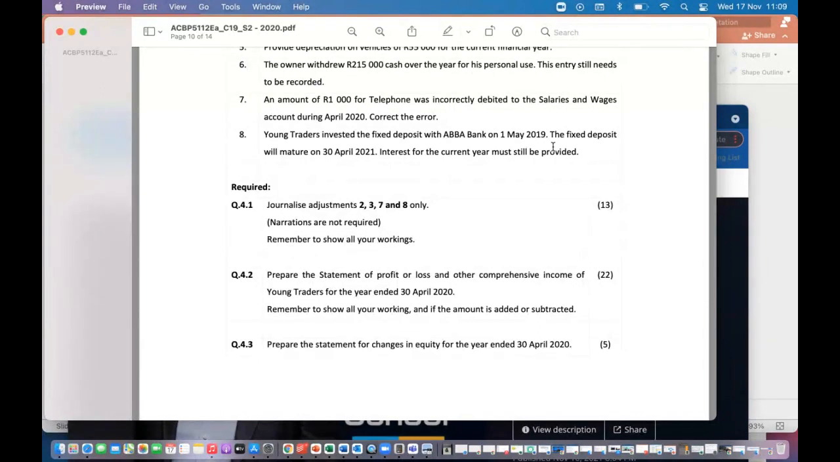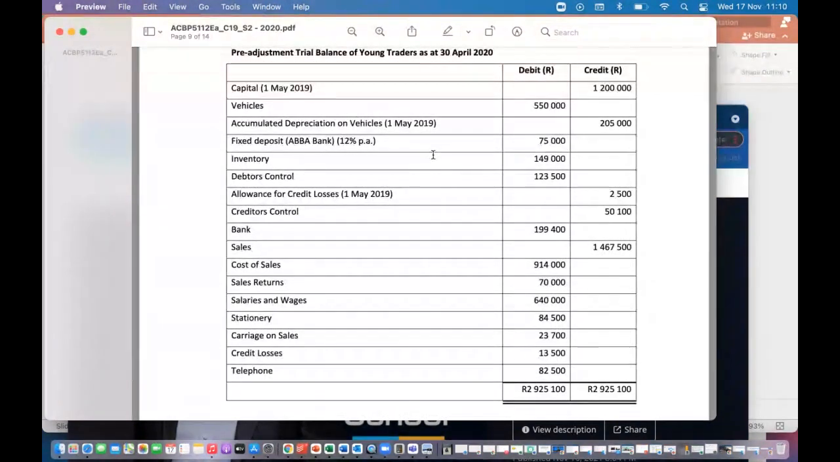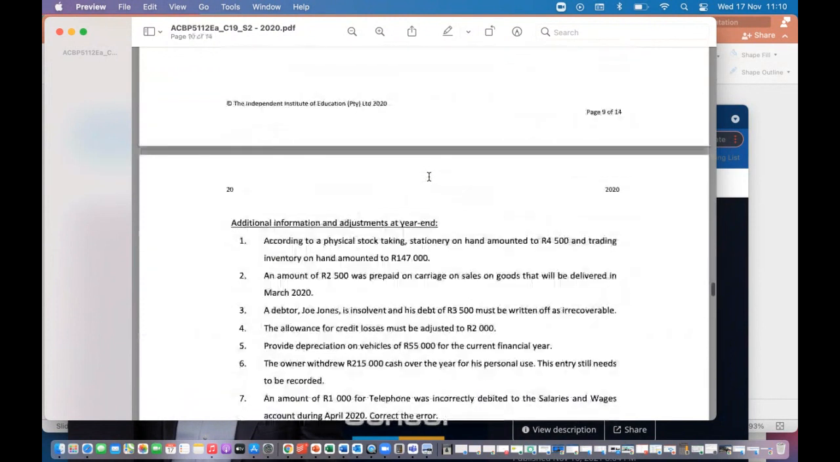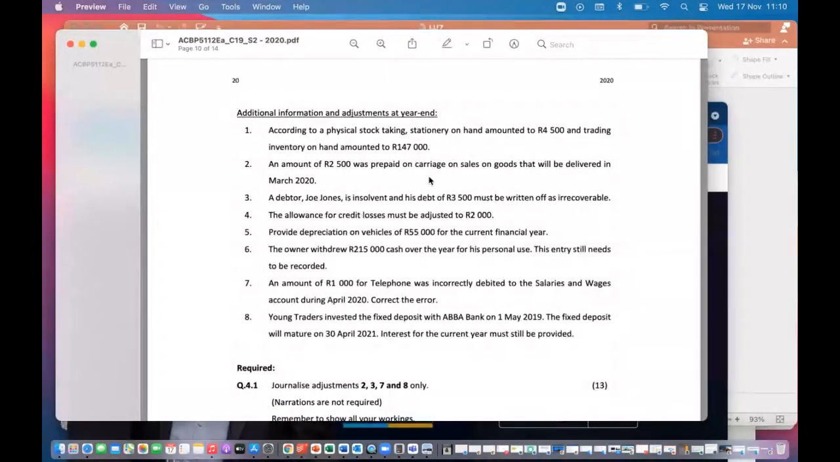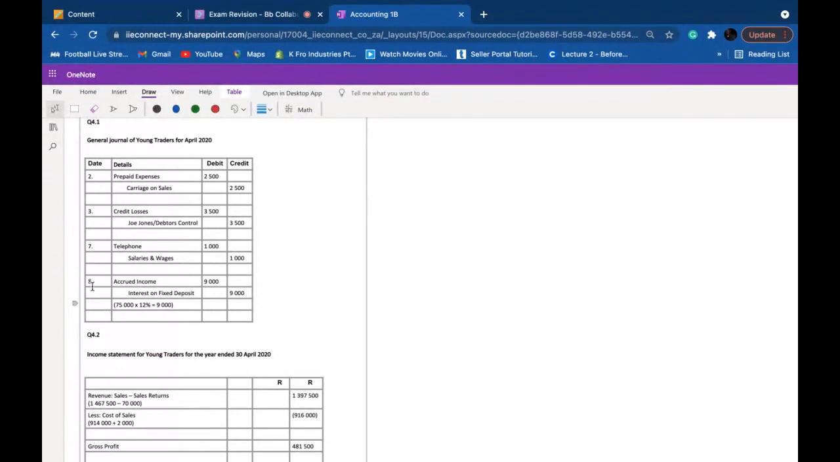Then young traders invested in a fixed deposit with ABBA Bank on 1 May 2019. The fixed deposit will mature 30 April 2021. Interest for the current year must be provided. Okay, so we now need to record that. So we'll quickly check to see what the fixed deposit was that was invested and what the interest rate is. So fixed deposit 75,000 at 12% per annum. Okay, so 12% of 75,000 will then give us the interest amount that we then need to account for in our books. So they only wanted us to do 2, 3, 7, and 8.